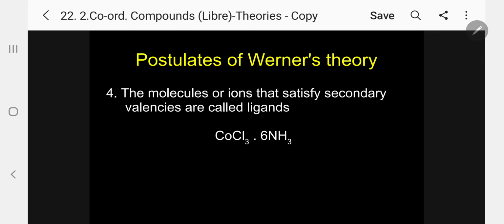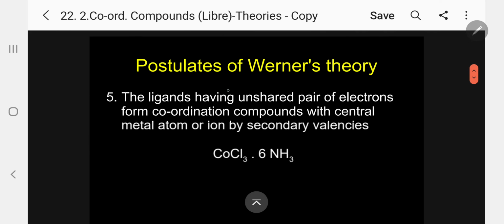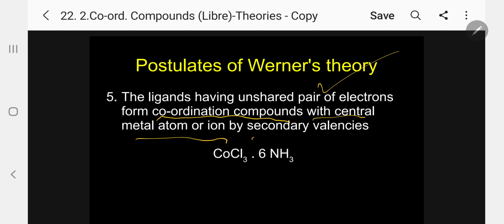The molecules or ions that satisfy secondary valencies are called ligands. So he called ammonia a ligand. That means molecules that donate a lone pair to the central metal ion are called ligands. Kindly follow. Postulate 5: the ligands having an unshared pair of electrons form coordination compounds with the central metal atom or ion by secondary valency. It is stable. We know the structure of ammonia, so each one has a lone pair. So 6 ammonia molecules are providing their lone pairs to the central metal cation, cobalt. Kindly follow.